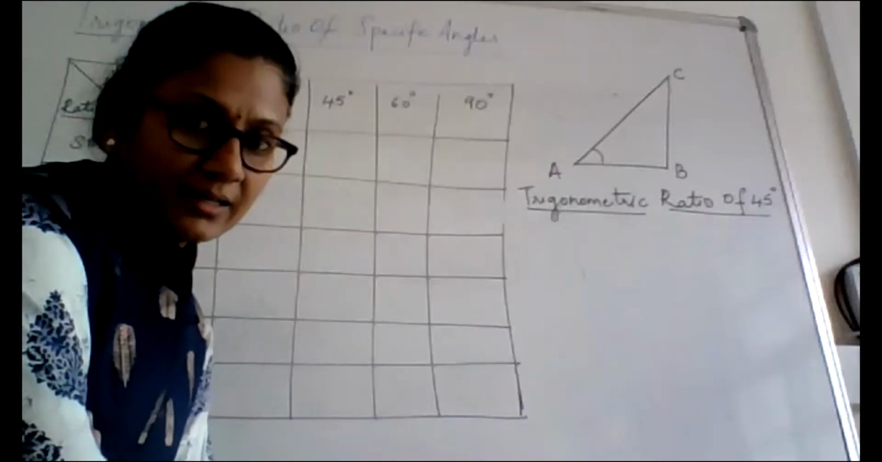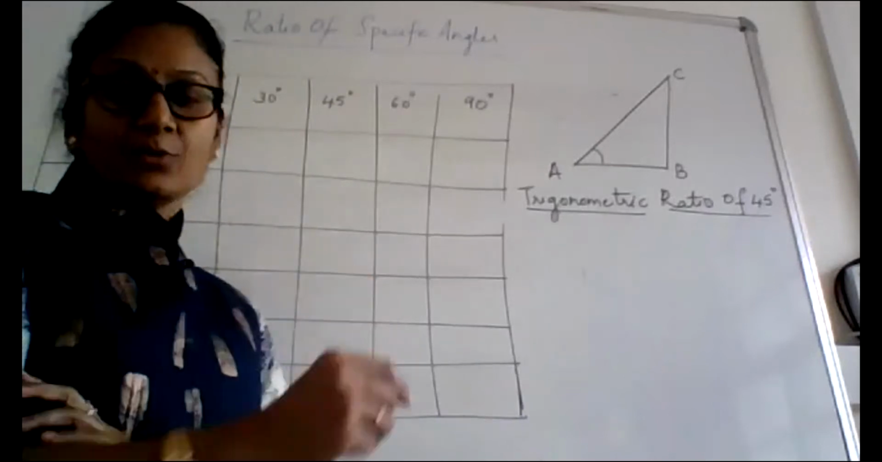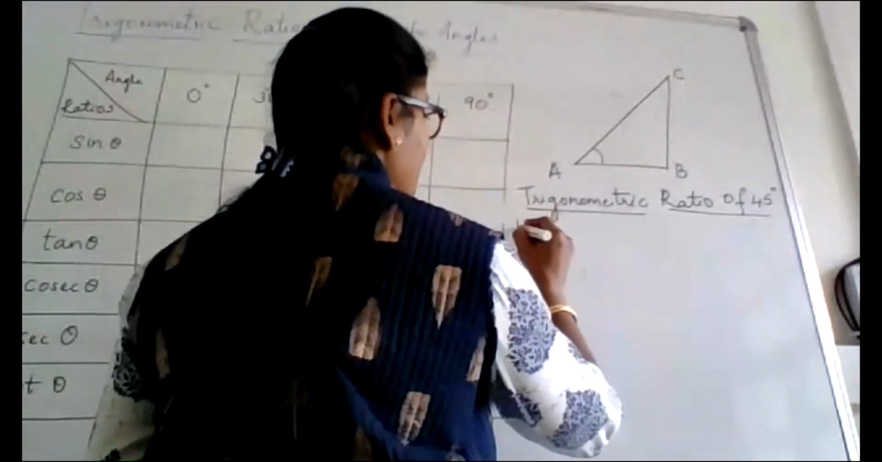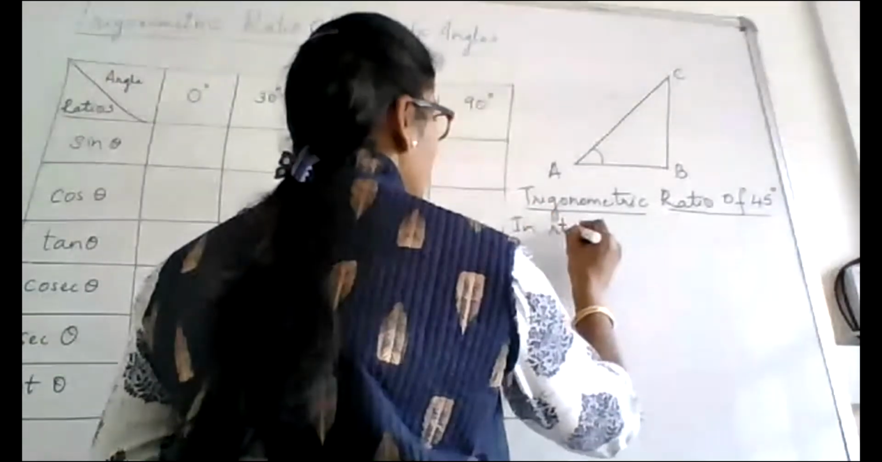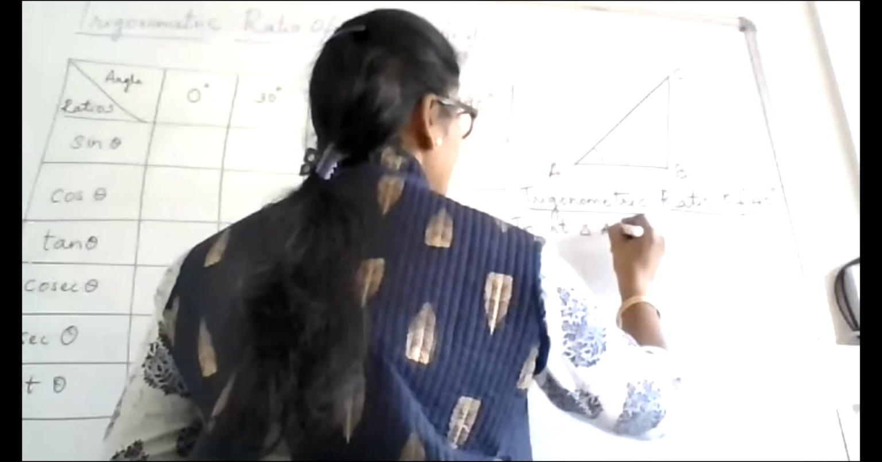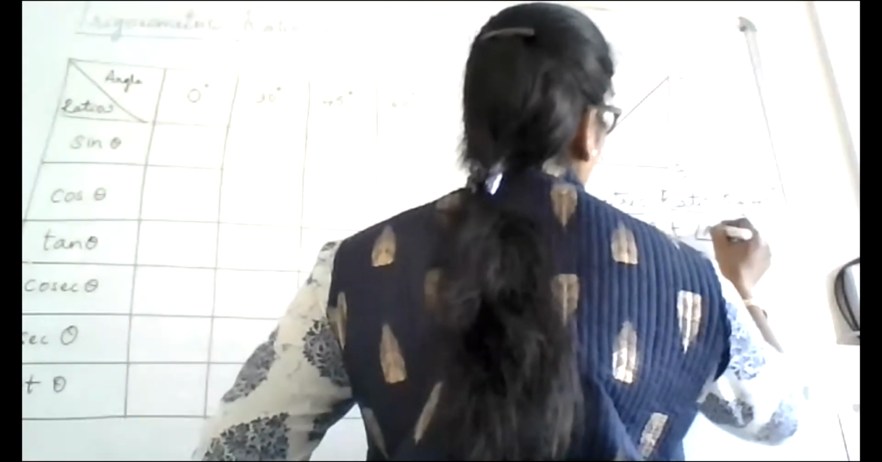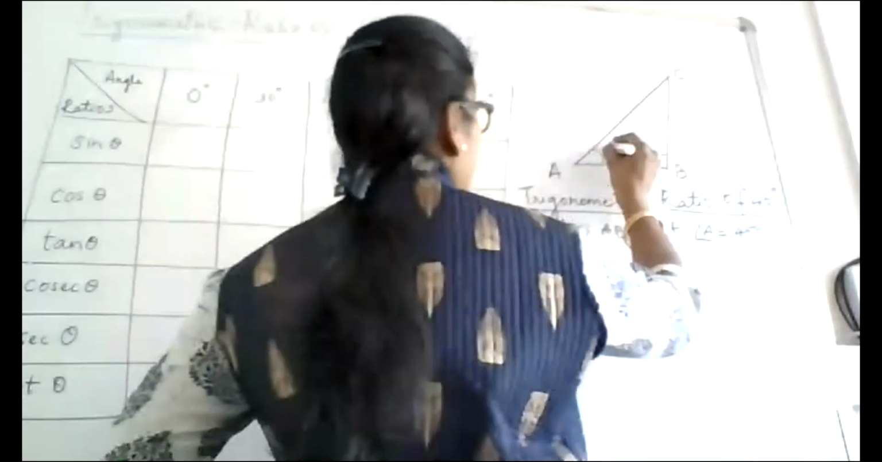Yeah. So draw the triangle. Now we are going to assume that angle A is 45 degrees. So write down this assumption. In right triangle ABC, let angle A equals 45 degrees. This is right angle at B, and I have already taken my A to be 45 degrees.